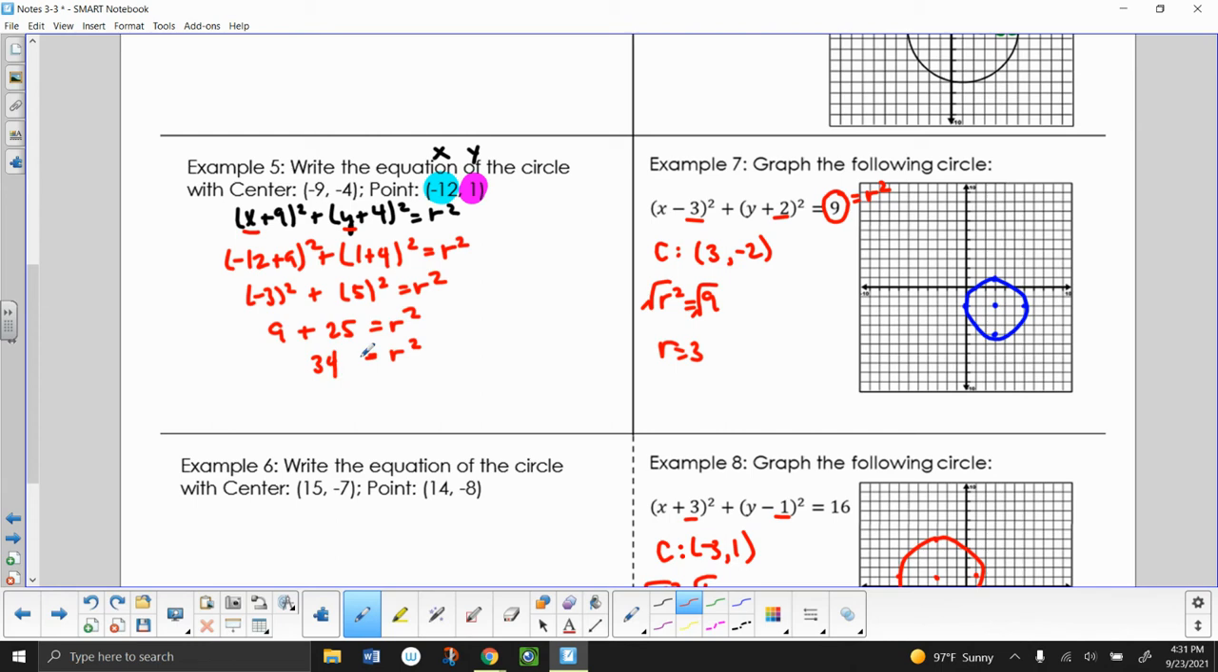So at this point, we can basically stop because we know that in our equation, we're going to have to square the radius to get r squared. So there's really no point in taking the square root and then squaring it again, because that's just doing the same thing over and over again. So we can just take this number and plug it in here, and now we have our equation of our circle. It's going to be x plus 9 squared plus y plus 4 squared is equal to 34.